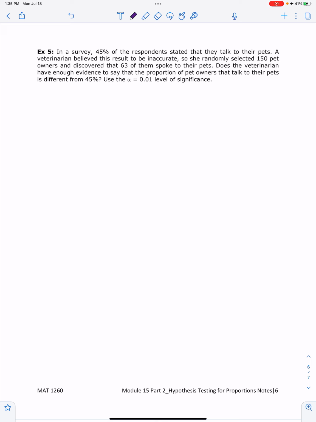So, example of critical value method and p-value method on the previous page. Here I am going to use the critical value method, and I'm going to explain why in just a minute. Okay. So we have example 5.